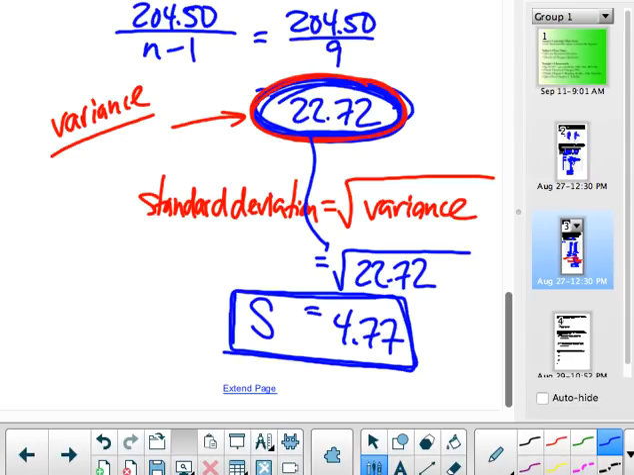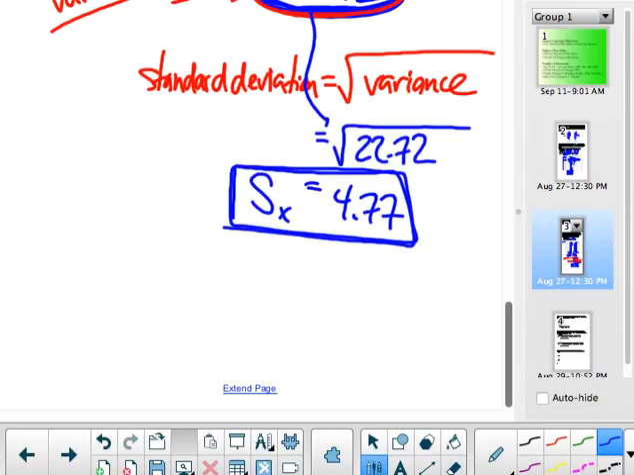Sometimes we use a lowercase x to denote a variable name, but the standard deviation is lowercase s. We don't want to confuse that with the sigma, which we'll talk about more later in the year. So the standard deviation of this data set is 4.77. Fine, but the question we need to answer is, what does that really tell us about the spread of the data set itself?